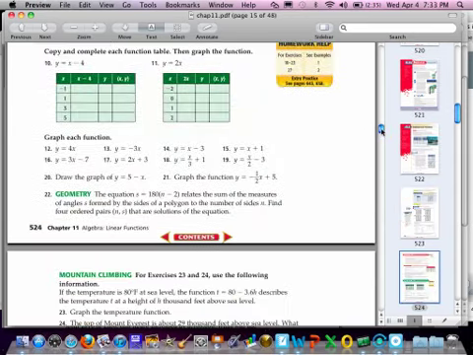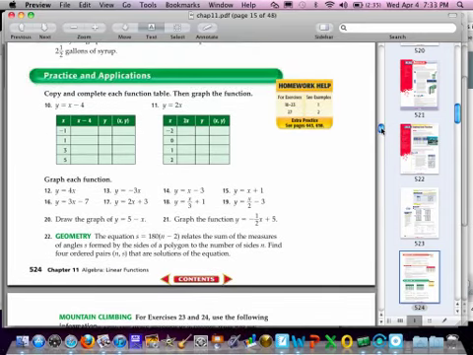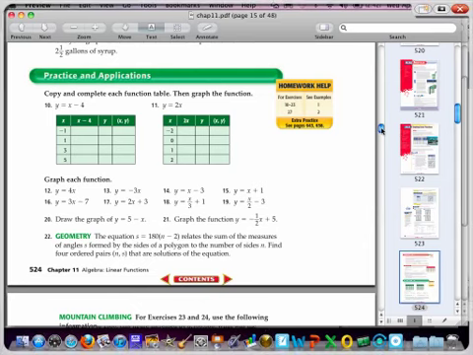But let's just take a look at a couple of these real quickly here in the practices. If we were to plot some of these, let's take a look at this first graph. If we've got x minus 4, we put in x as negative 1, so negative 1 minus 4. What do we get? We get negative 5. So my coordinates are going to be negative 1, negative 5.